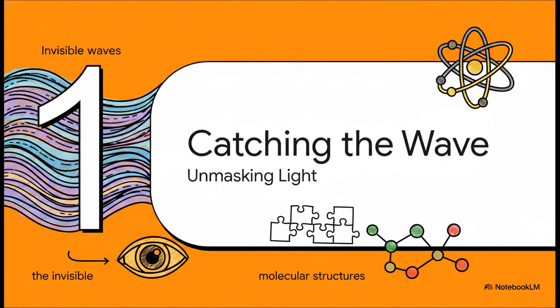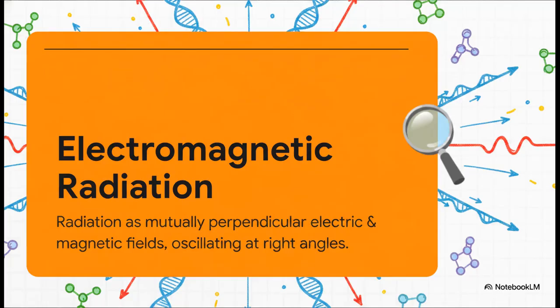All right, let's dive right into part one, catching the invisible wave, unmasking light. So to understand how we actually see this hidden world, we've got to start with electromagnetic radiation. Sounds a bit complicated, right? But it's basically just two mutually perpendicular electric and magnetic fields oscillating at right angles. It's the absolute foundation of how we probe the microscopic world.